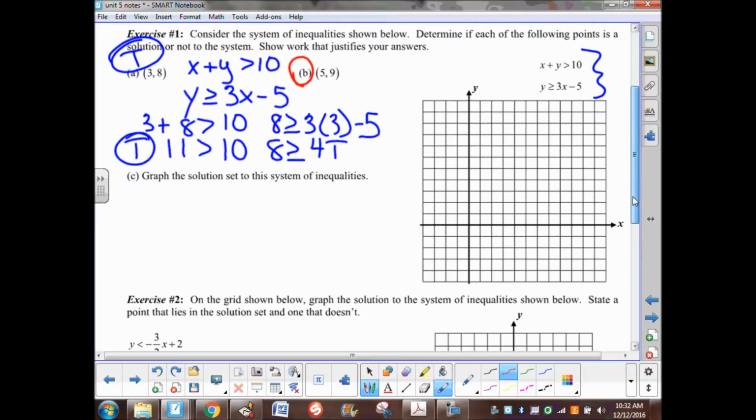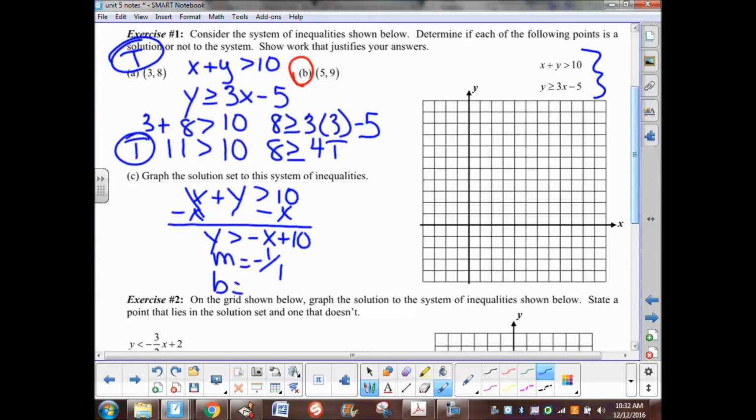Now, if we want to graph this system to find the solutions, remember, always, to be able to graph something, we've got to solve for y. So my slope is -1/1 and my y-intercept is 10 for the first one. The second inequality, y is already isolated, so my slope is 3/1 and my y-intercept is -5. So graphing the first one, I'm up at 10, and then down 1, right 1.